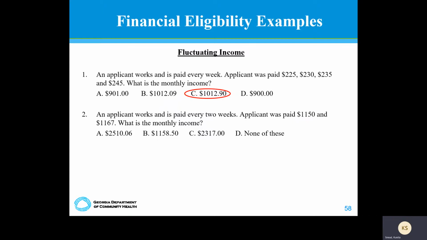So now we need to multiply it by the conversion factor for every 2 weeks, which is times 2.1666. And now your answer should be D, none of the above. And it should be just $2,510 because the 2 zeros are directly after the decimal point. So it's just $2,510.